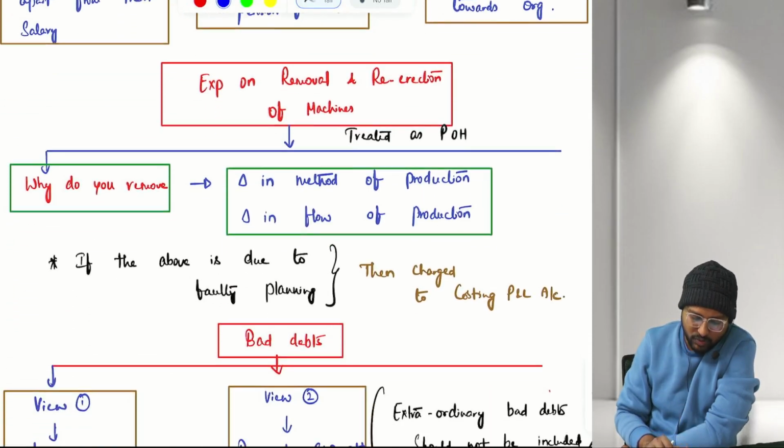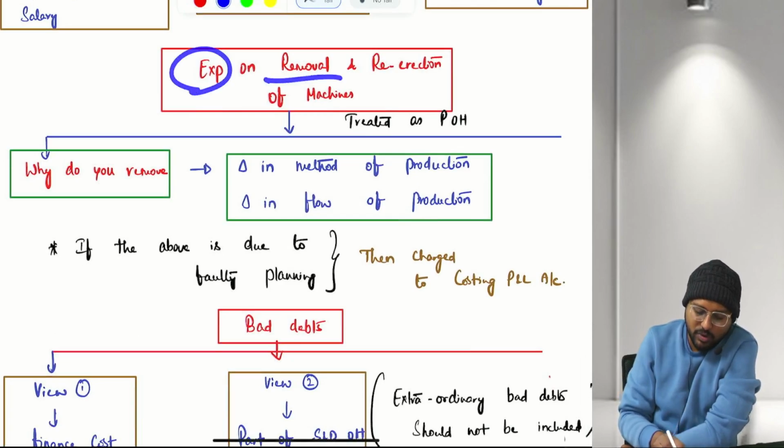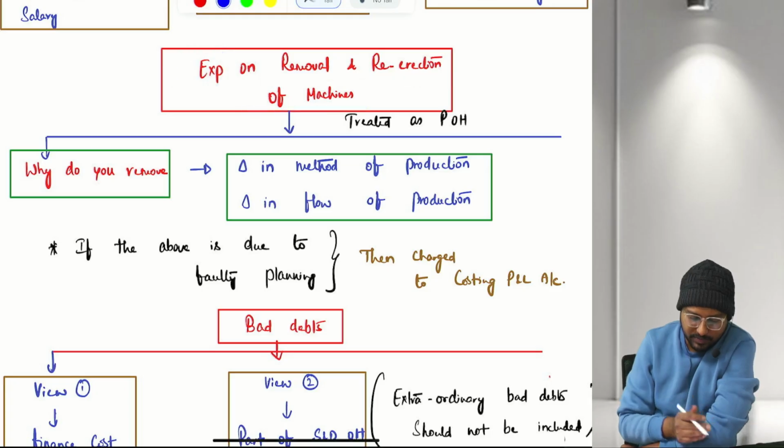Now, moving on to next one. Expenditure on removal and re-erection of machines. So what do you mean by this?